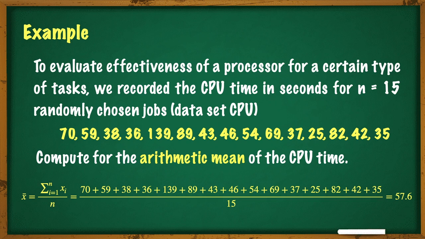To solve this, since the CPU time is a sample data, we are going to use the formula for the sample mean expressed as X bar, which is equal to the sum of all the values of the CPU time divided by the total number of observations, which is 15. Then we get the arithmetic mean of the CPU time, which is equal to 57.6.